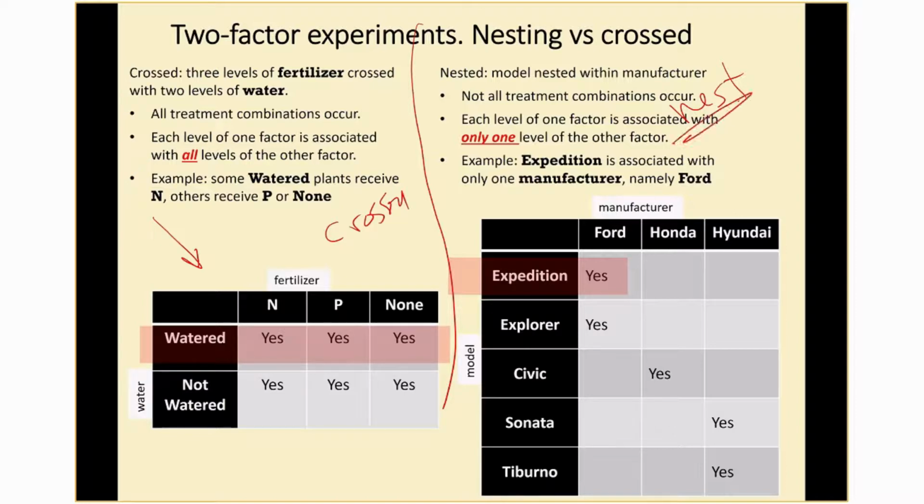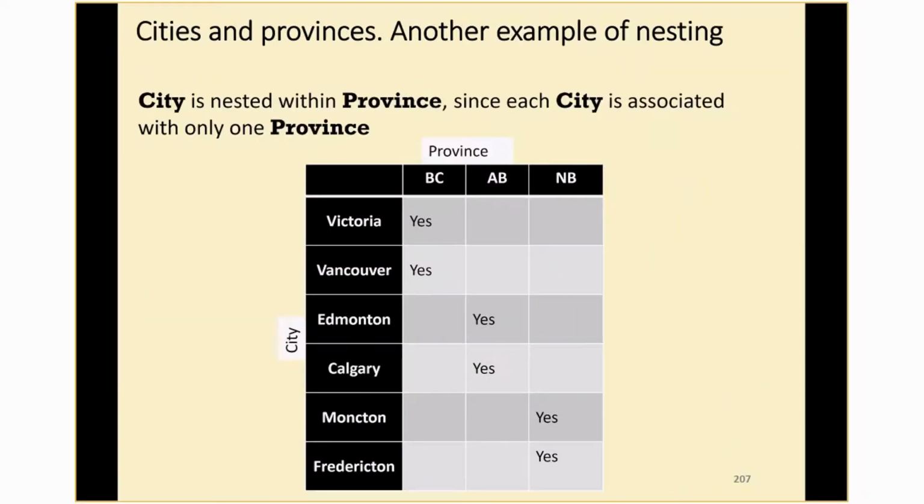Nested. In nesting, for example, we've got model nested inside of manufacturer. For each value of model, there is one and only one manufacturer. So Expedition is associated only with Ford, Explorer only with Ford, Civic only with Honda, etc. Another example of nesting is cities are nested inside of provinces. So Victoria is associated only with BC. There's no Victoria, Alberta. There's no Victoria, New Brunswick. There's an Edmonton, Alberta, but no Edmonton, BC.